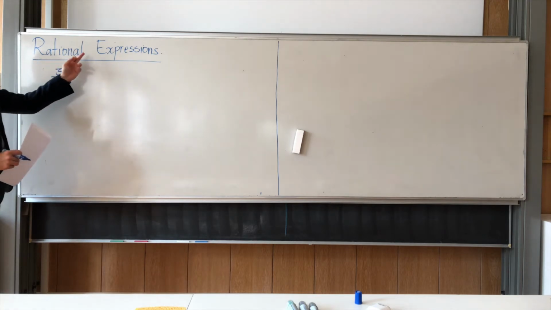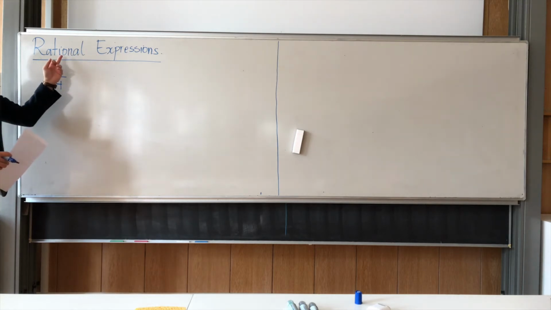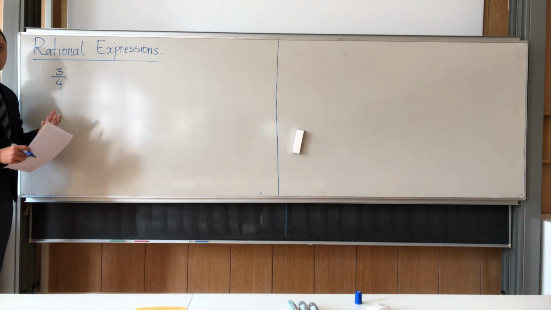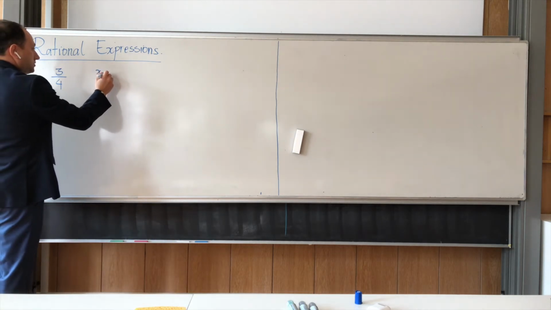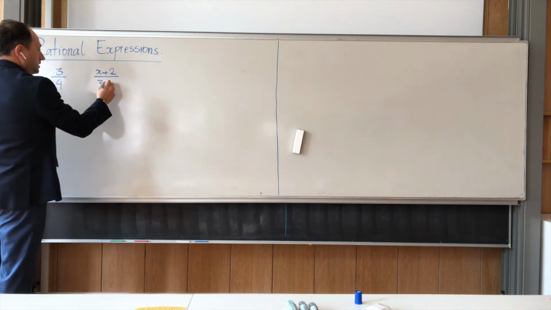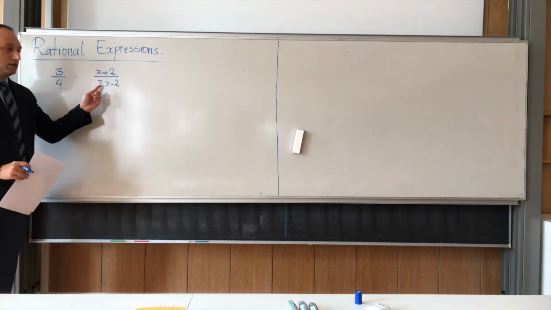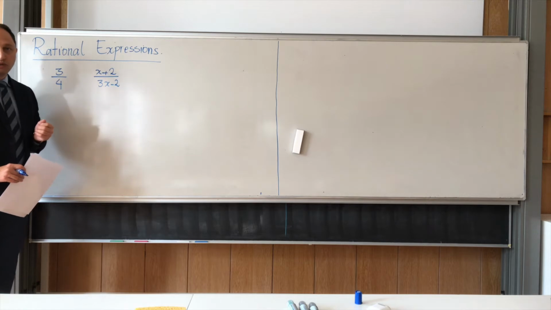Here, I want to talk about rational expressions. Rational expressions are fractions again, but the numerator and the denominator are polynomials. So if I have a fraction whose numerator and denominator are polynomials, I call this a rational expression. For example, I can consider (x + 2)/(3x - 2). This is a rational expression. It's a fraction, its numerator is a polynomial in x, and its denominator is also a polynomial in x.